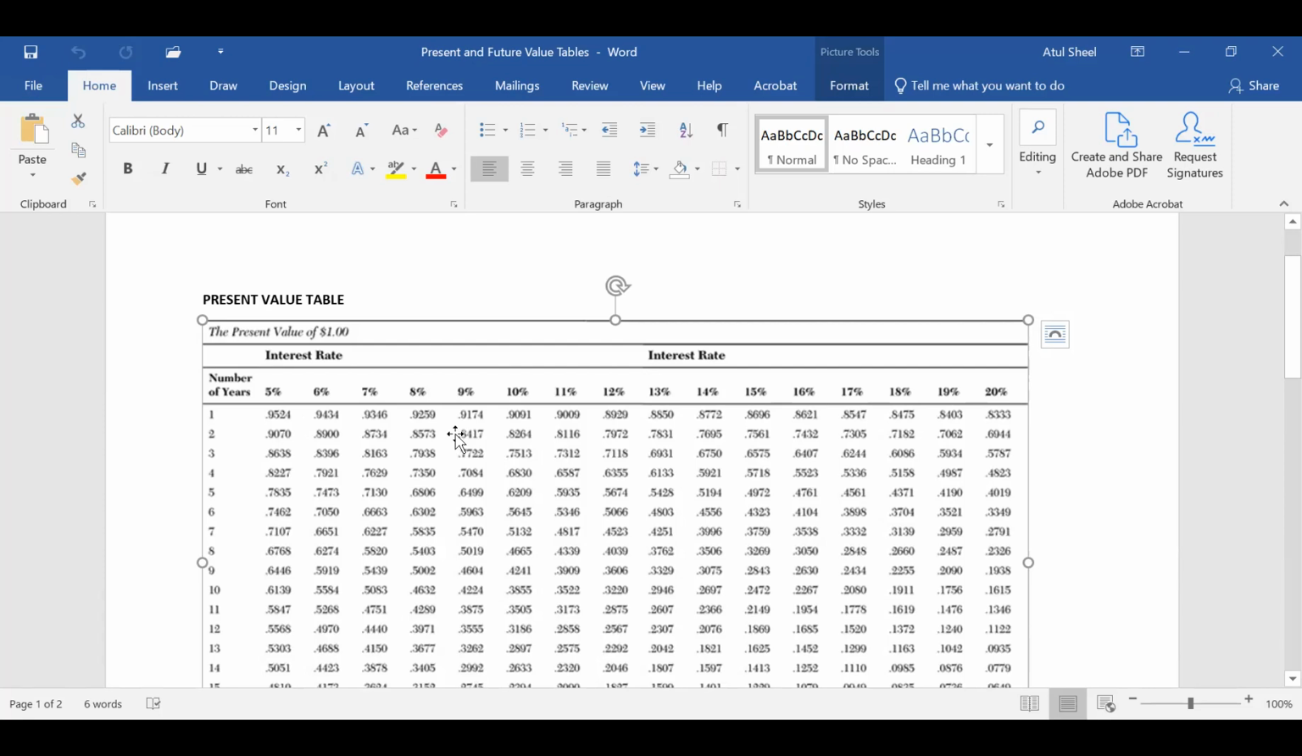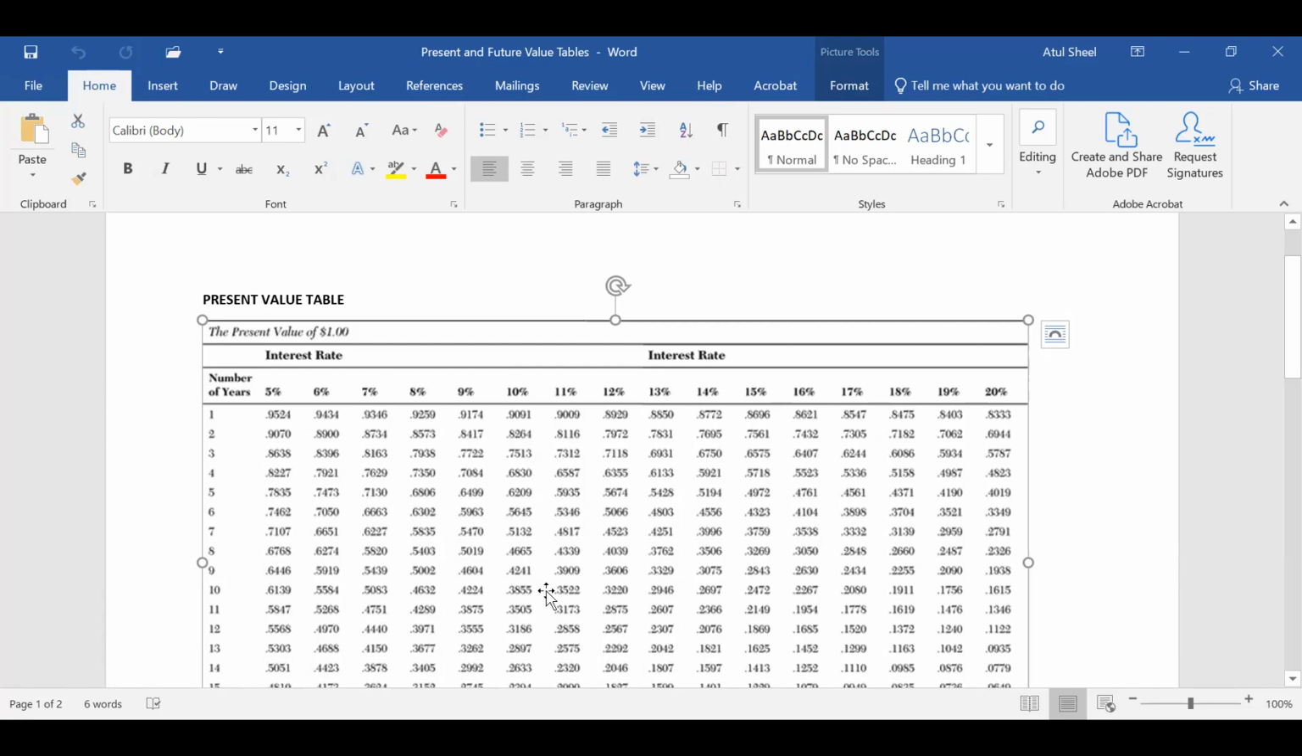If you want to know what is the present value of $1 received after 10 years, and let us say the interest rate is 10%, so you go down to 10 years and go across to 10%.